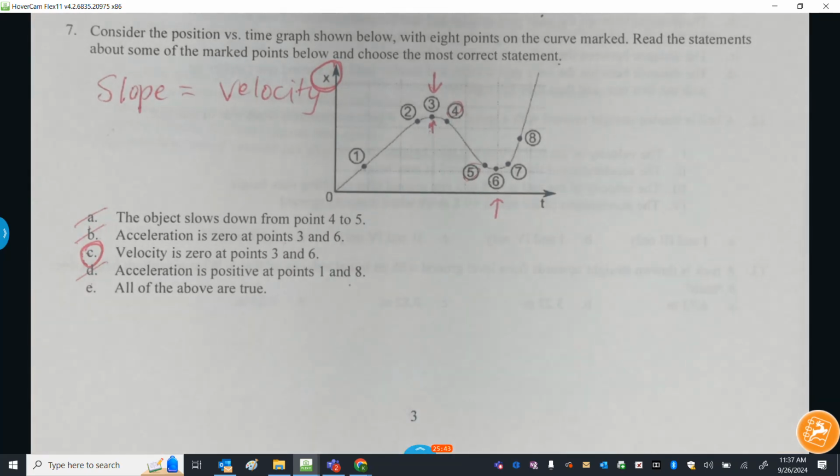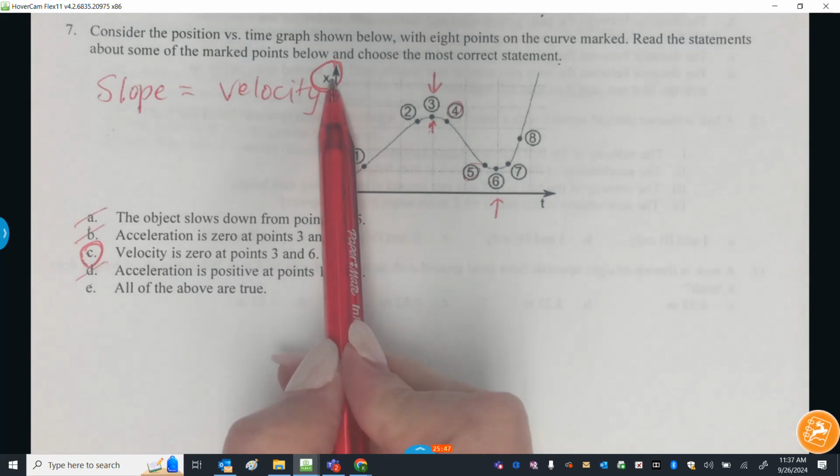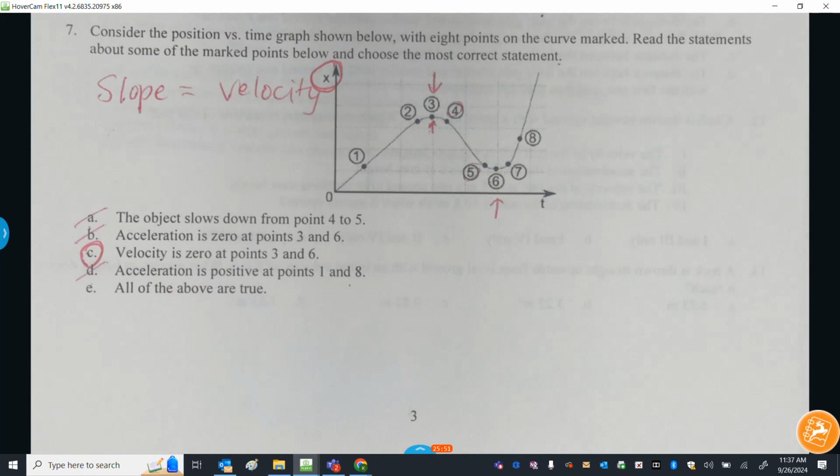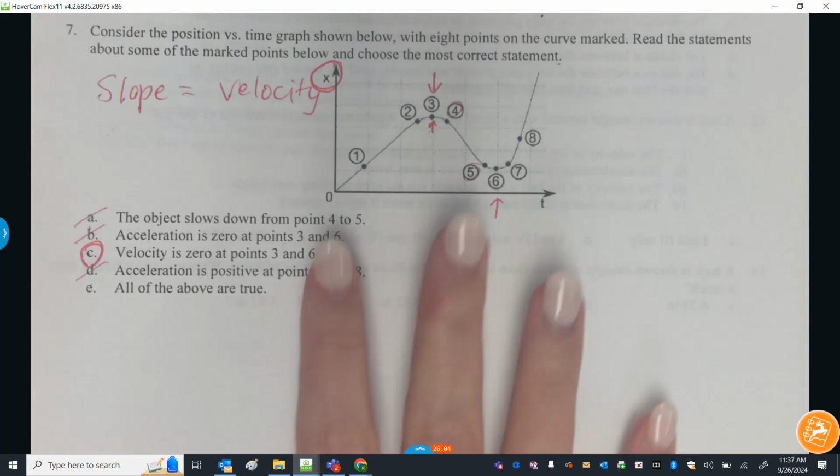So make sure you pay attention to what type of graph it is. Given that this is a position time graph, the only acceptable answer here is C. Velocity is 0 at points 3 and 6. Does anybody have a question about number 7? No? At least not right now? All right, let's go ahead then and take a look at number 8.